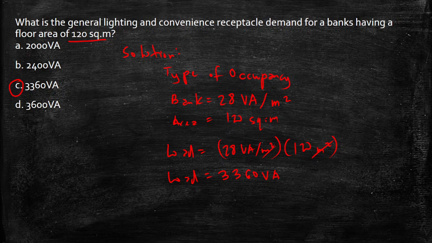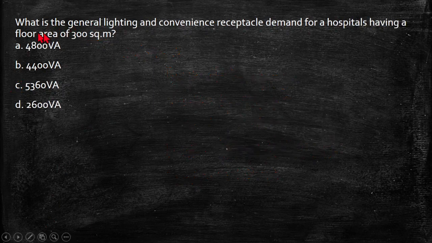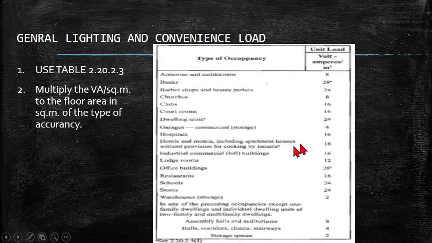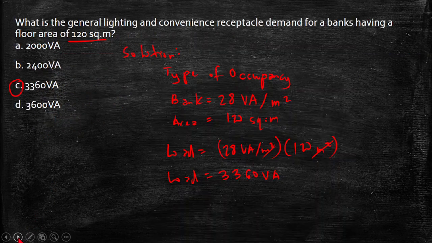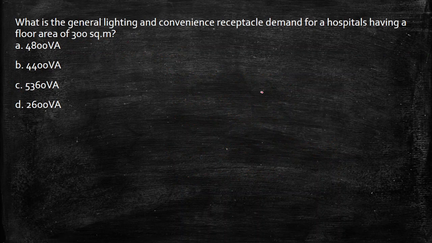Okay. So, let's have another example. Tapos, itry nyo na kayo muna mag-solve dito, no? So, we have, what is the general lighting and convenience load for hospitals having a floor area of 300 square meter? So, kunin ko lang dito yung hospital. So, that is 16. So, ito yung kaniyang volt ampere per square meter. So, for hospital, ang kaniyang per square meter is equal to 16 volt ampere per square meter.